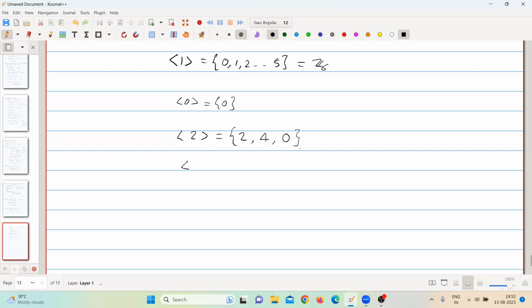Now if I am taking 3, what will be the elements generated by 3? First I start with 3, and the next element is 0. Again, repeating means 3 and 0 will repeat again and again. So this is also just 3, 0.